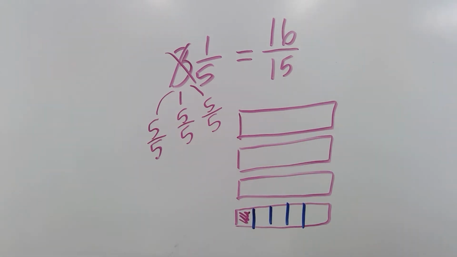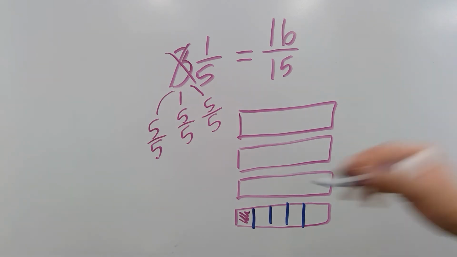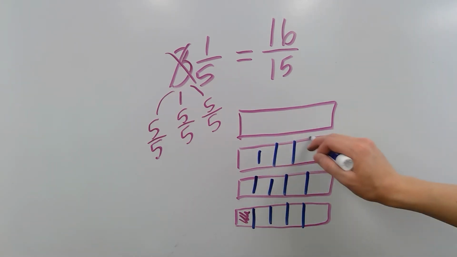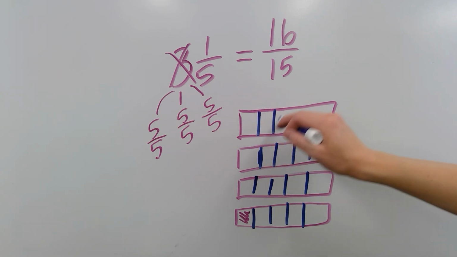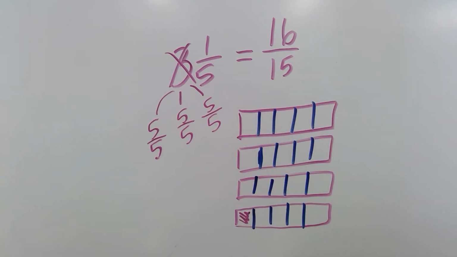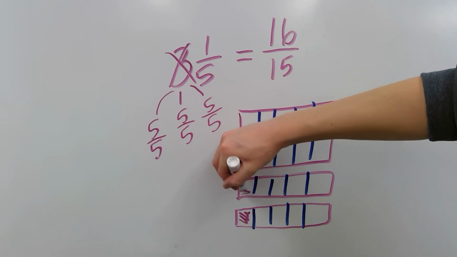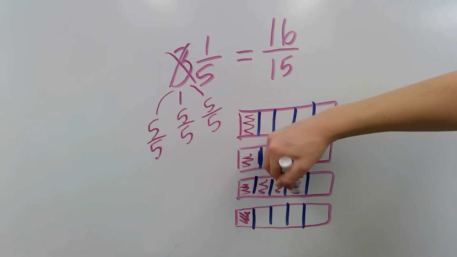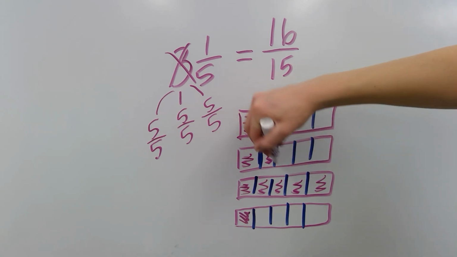Well, if I want to change this into an improper fraction, I just have to figure out how many fifths I have. Well, in each of these, I could split them into fifths easily, and I know that I have all of them, so I just have to fill in every box because it was 3 wholes.